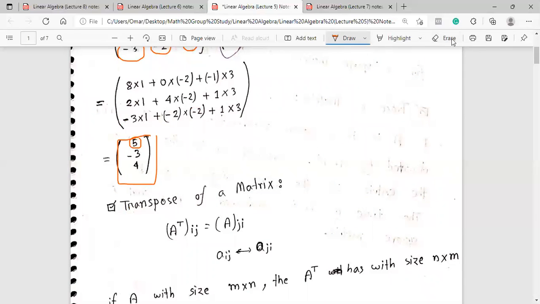So you can see that this is a 3 by 1 matrix, because firstly we write down the first row, second row, third row. So this is 3 by, we have one column here. So this is a 3 by 1 matrix. Okay.